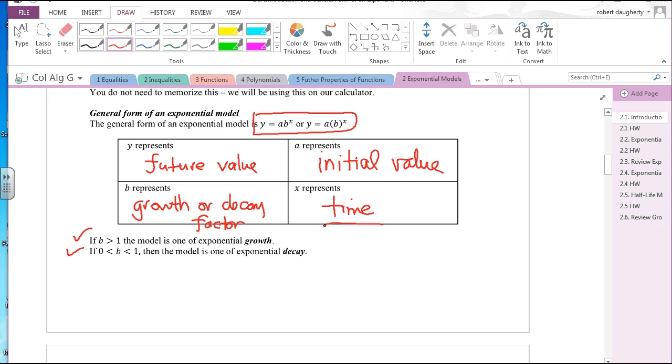x, this exponent here, will always, in all of our models, represent time, okay? So I'm talking about a bank account. You deposited money for 10 years, or population in 10 years, okay? Or some radioactive substance, how long until it decays, okay? You know, the effects of a drug in your bloodstream over time. Our exponent will always be time in these equations.